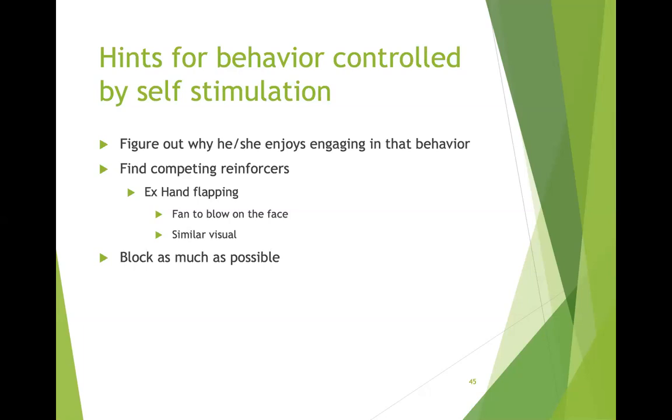So as an example, if a child is hand flapping, try to determine why they may like to hand flap and then find something more appropriate that can replace that reinforcement. For example, maybe it's because she likes wind in the face. So you could then buy a fan to produce that reinforcement, that feeling of wind in the face, just a more appropriate way to get that sensation, or maybe finding a similar visual stimulus that could provide some similar visual reinforcement if it's more so of them enjoying seeing the hand flapping.